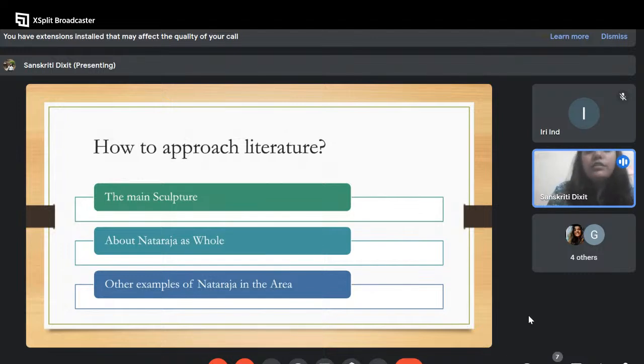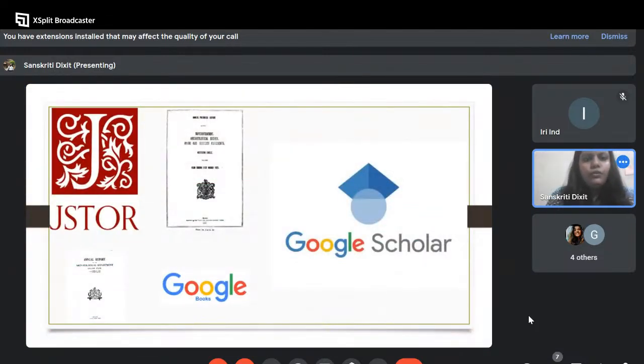So for Nataraj as a whole, I needed to do document analysis, which contains both primary and secondary data, mostly secondary. But for the main sculpture and Nataraj in the area, it was mostly primary, because there was some mention, but the proper research was primary. Okay, so these are the places where you can find primary data, and how you can use it.